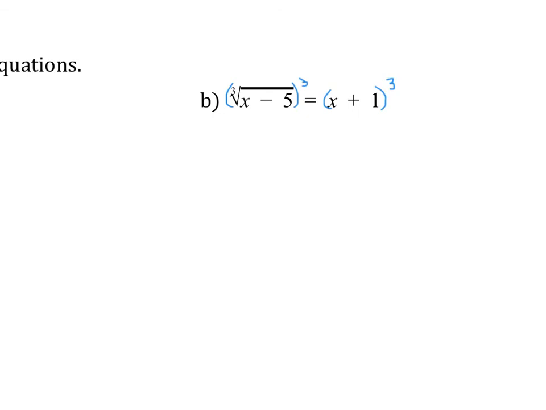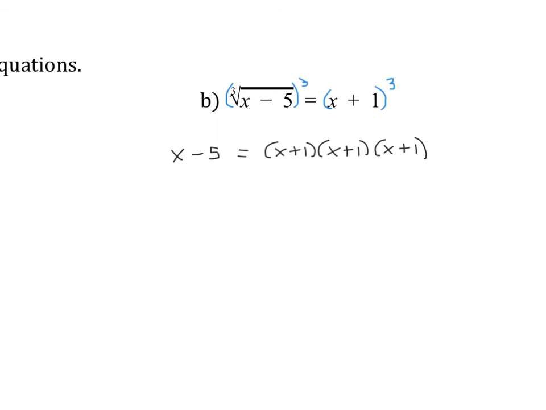So on the left, we get x minus 5. The cube and the cube root cancel out. But on the right, this actually is x plus 1 times x plus 1 times x plus 1. So here, we actually do need to multiply this out to solve.